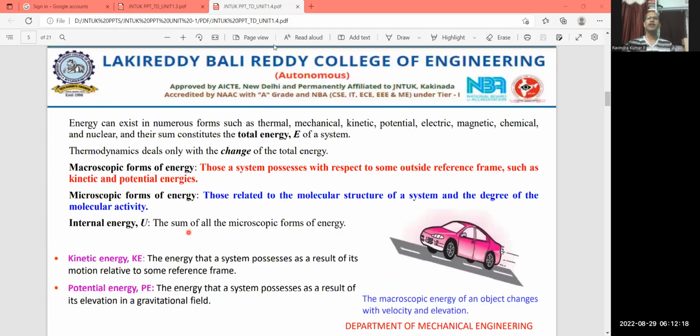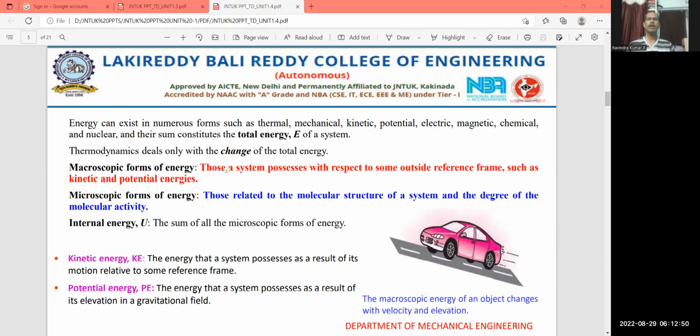So the energy can exist in numerous forms, such as thermal energy, mechanical energy, kinetic energy, potential energy, electric energy, magnetic energy, chemical energy, and nuclear energy, and their total sum you can call the total energy of the system. Thermodynamics deals only with the change of the total energy. So this is what you have to observe.